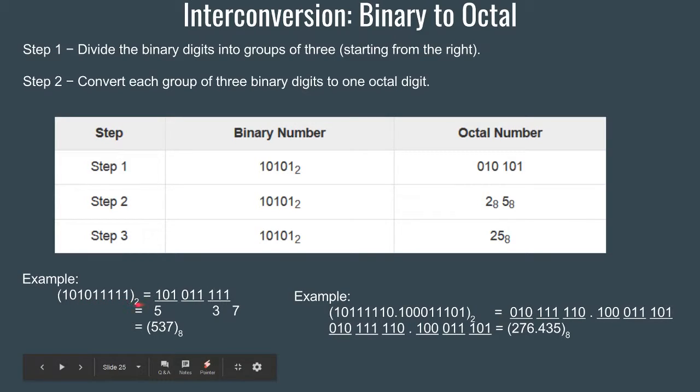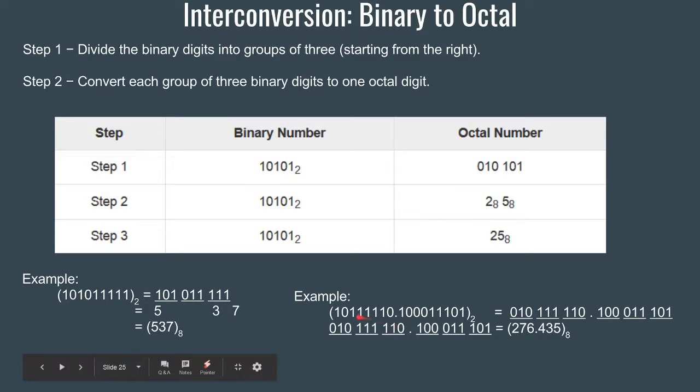So over here also, starting from the right hand side, we make groups of 3. The first group is 111, next group is 011, and the last group being 101. Now this 101 is octal 5, 011 is octal 3, and 111 is octal 7. Therefore, we combine these 3 octal digits into 1 to get the entire octal number. Thus, we get 537 in octal number system.